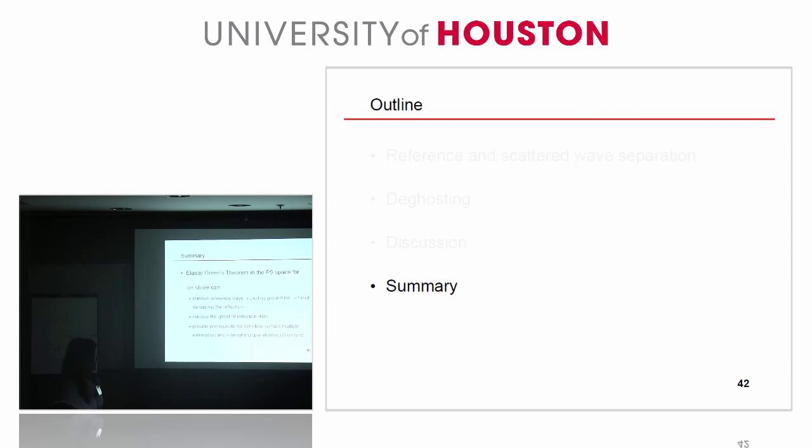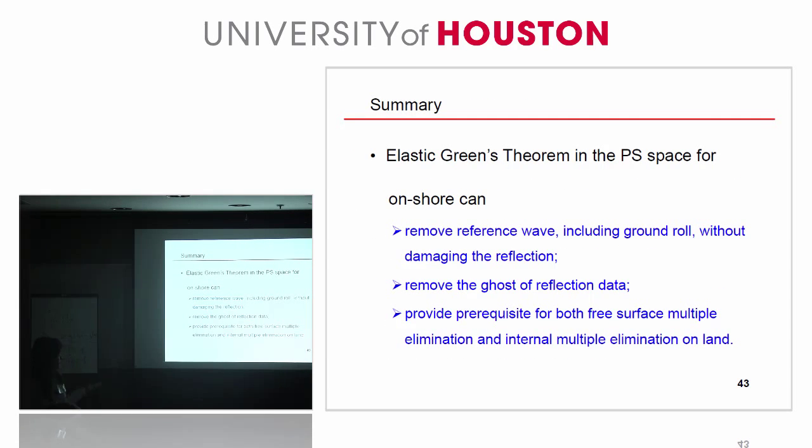Okay, in the end I'd like to give the summary. Here we look at the data in PS space, and the elastic Green's theorem shows its capability to effectively remove the reference wave, especially the ground roll, from the reflection data. It has also shown its effectiveness in removing the ghost from the outgoing reflection. And finally, we can obtain the outgoing reflection data for the next free surface multiple removal and internal multiple removal. So everything we do here is to provide the effective prerequisites for the following multiple elimination for land.